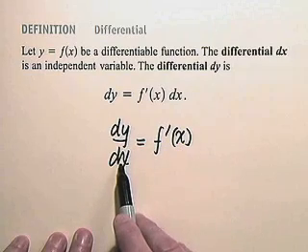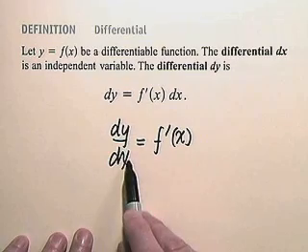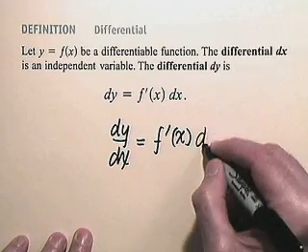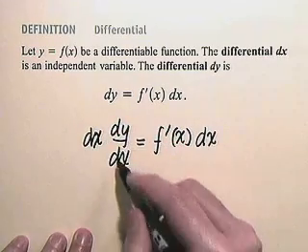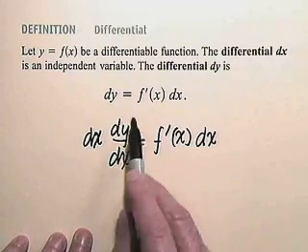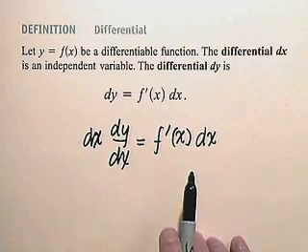Think of the Leibniz notation as truly being a fraction, and then multiply out both sides by dx. So if I allow, okay, there's another variable here, dx, it makes sense to cancel, then the dx's here cancel, and so results in this equation, dy equals f prime of x dx.